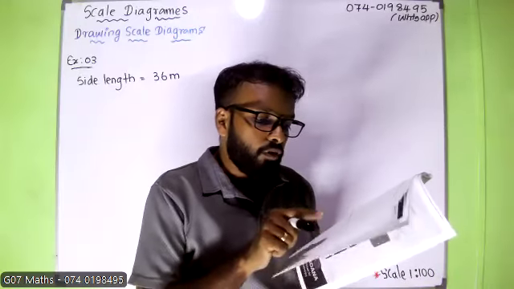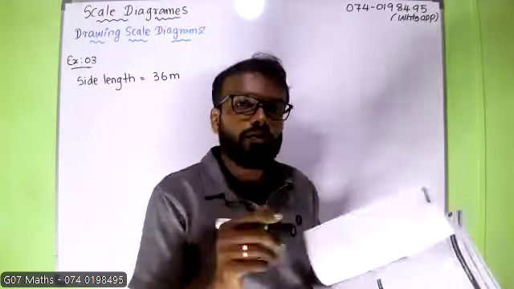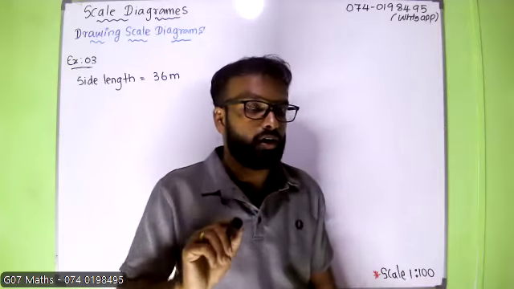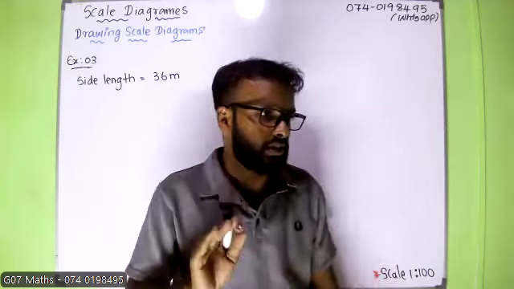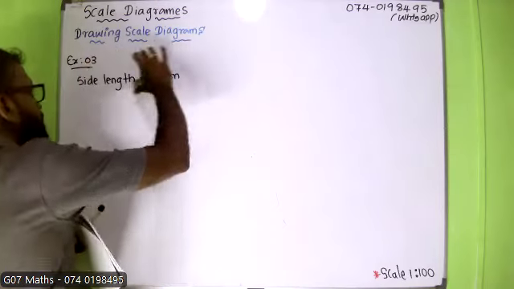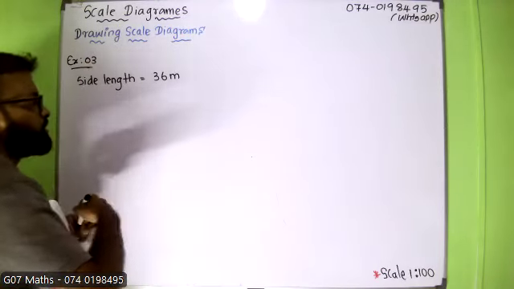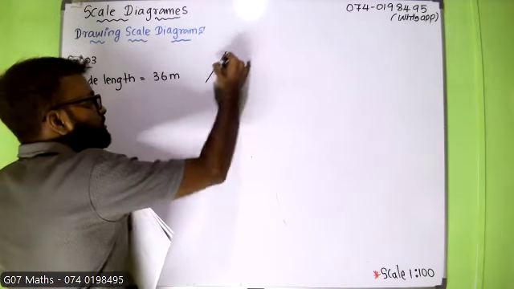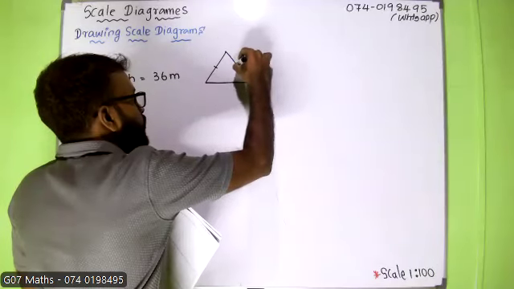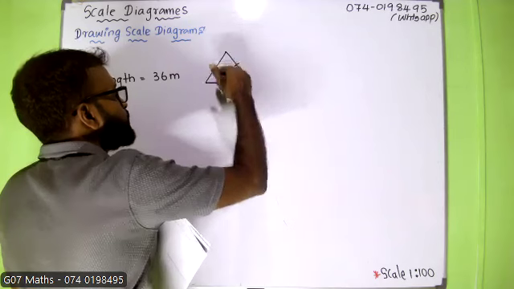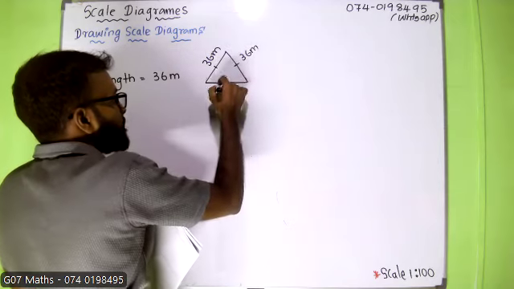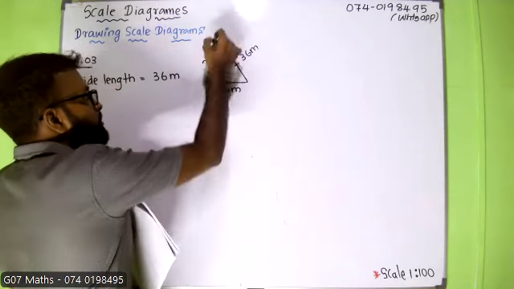Draw a scale diagram of the spaceship using the scale 1 to 900. They have given the scale 1 to 900. Okay, now this is very easy. So what you have to do is, the side length of the spaceship is 36 meters. It is some kind of spaceship, right? All the sides are equal. This is the equilateral triangle spaceship, 36 meters, 36 meters, 36 meters.